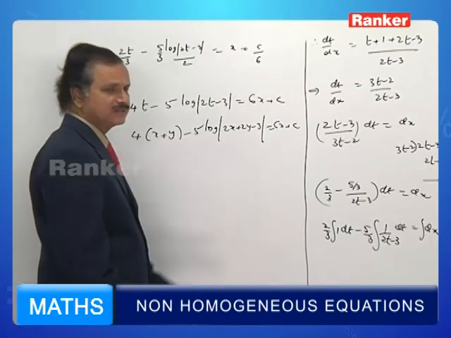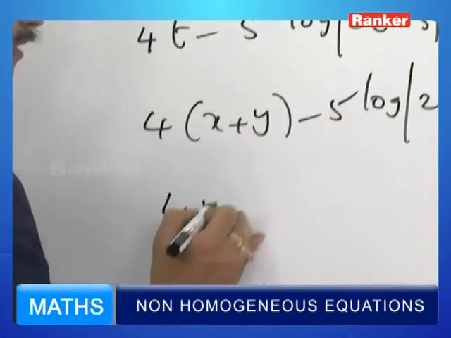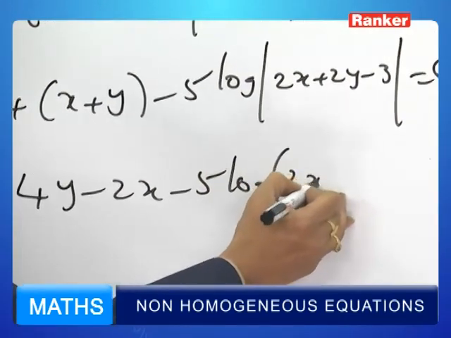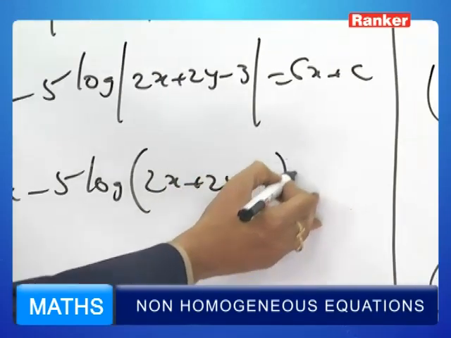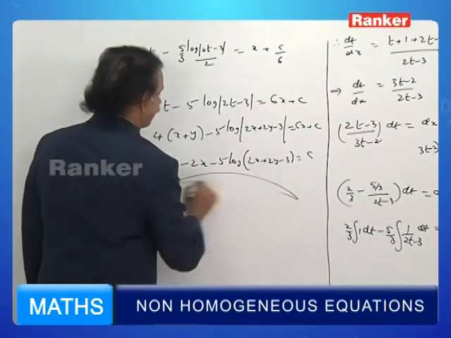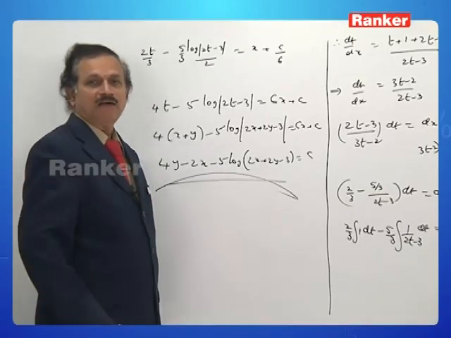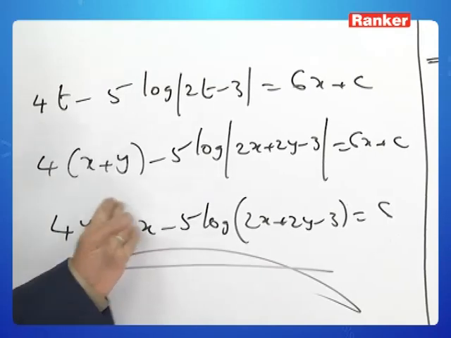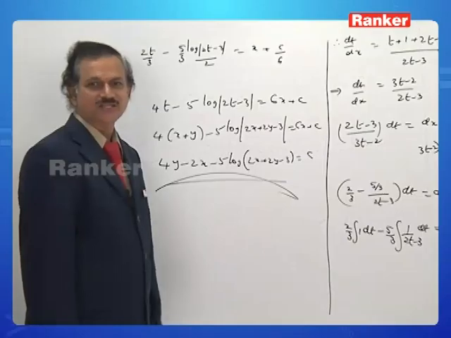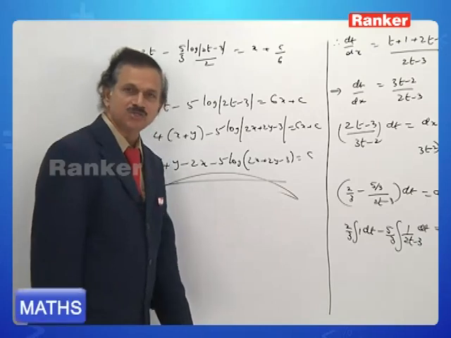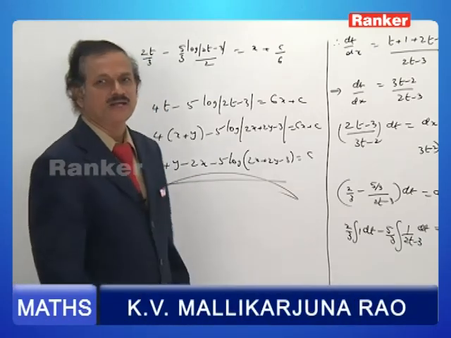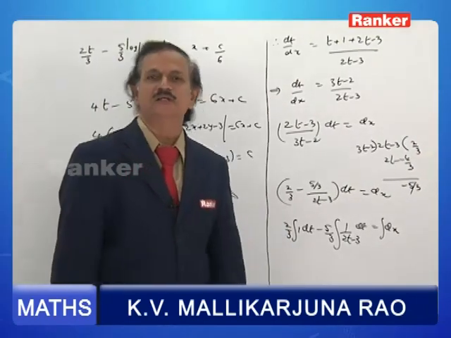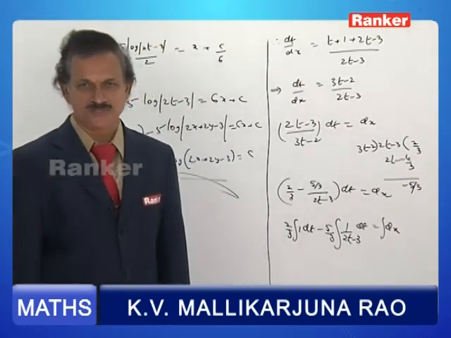You can do still something. What is that something? 4y minus 2x minus 5 into log of 2x plus 2y minus 3 is equal to c. That's all. I've just brought the 6x to this side. Already 4x is available. 4x minus 6x becomes minus 2x. So this is the solution. Like that, we can make an attack and approach on the first model of non-homogeneous differential equation.